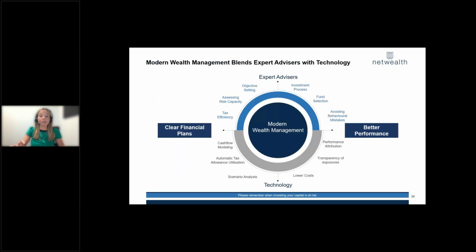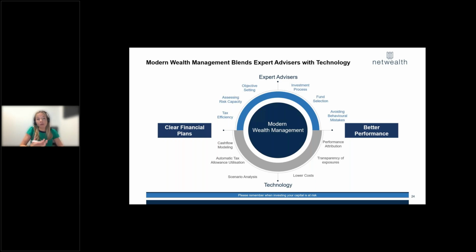And so just finally, before we close, because I appreciate we've jumped around a bit, I wanted to provide a quick overview of the Netwealth offering, and I think this graphic here does it quite nicely. What we believe is that a modern wealth manager blends expert advisors with technology. I've talked quite a bit about technology today, but I just wanted to reiterate that we don't believe technology or algorithms should be the ones making the investment decisions. That's where our investment team come in, or the ones providing you with financial advice. That's where our advisory team come in.